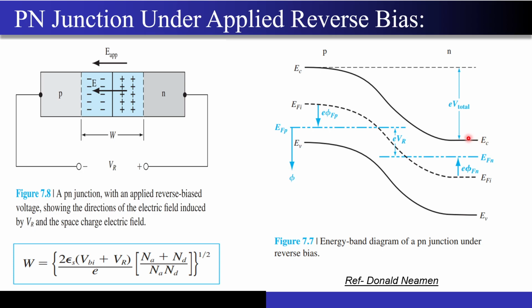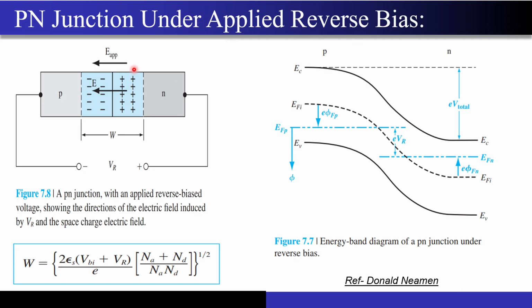Because this is the p side and this is the n side, the amount of electrons on the left side is less compared to the right side. So electrons want to diffuse from right to the left. But the electric field that is created in the space charge region is becoming stronger and stronger because we are applying a reverse bias.